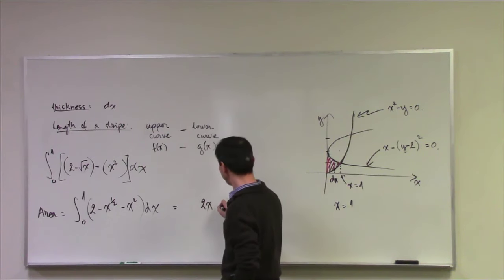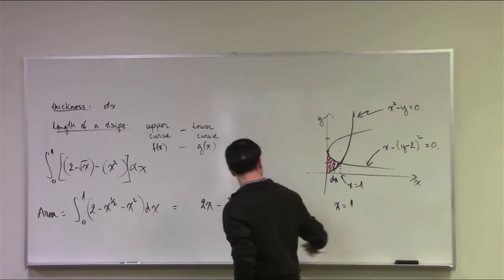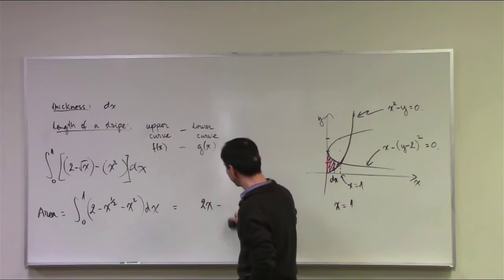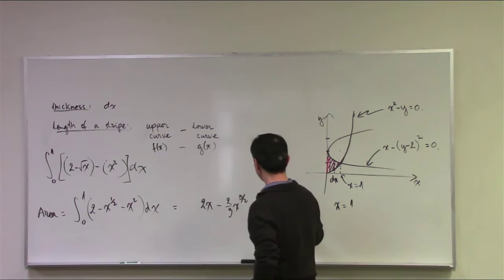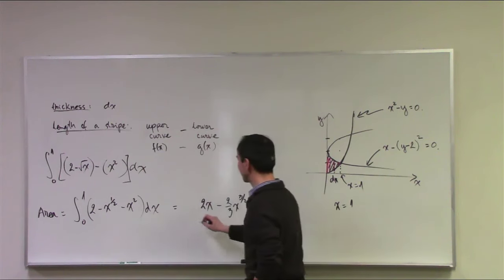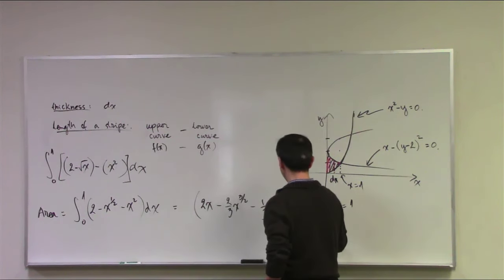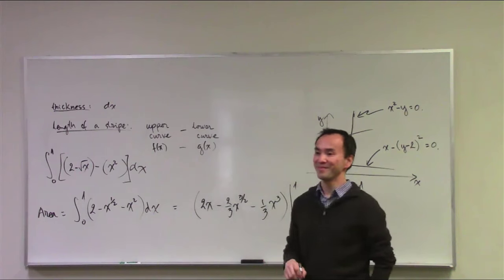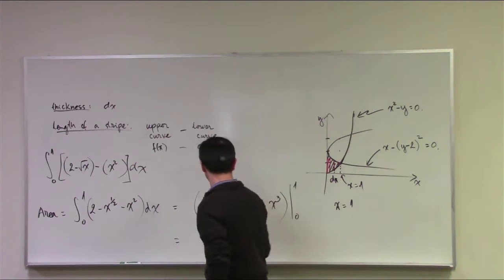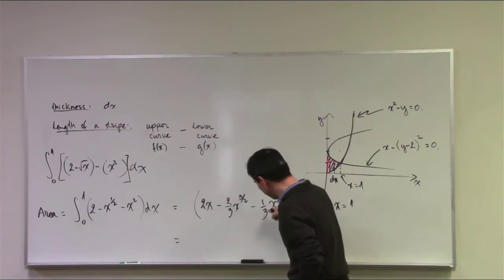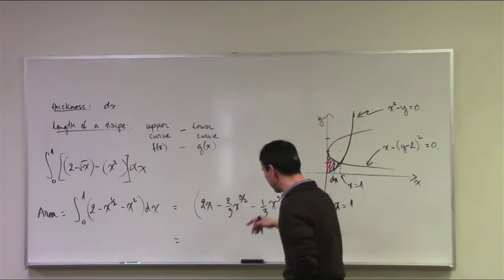2x, right, minus 2/3 x to the 3/2 power, and then we're subtracting 1/3 x cubed. On that, we got, substituting the 0 into each term is all going to zero out everything.